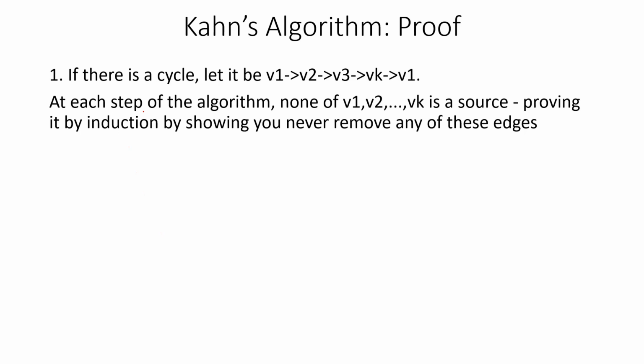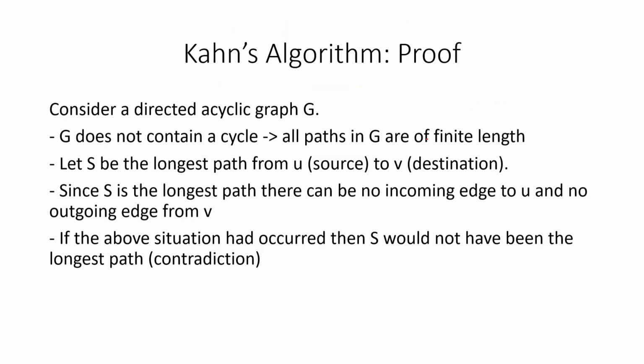Why is it working? Let's say there is a cycle v1, v2, v3, up to vk. At each step of the algorithm, none of v1, v2, vk is a source, proving it by induction by showing you never remove any of these edges. So let's say that G doesn't contain a cycle. All the paths in G are of finite length.